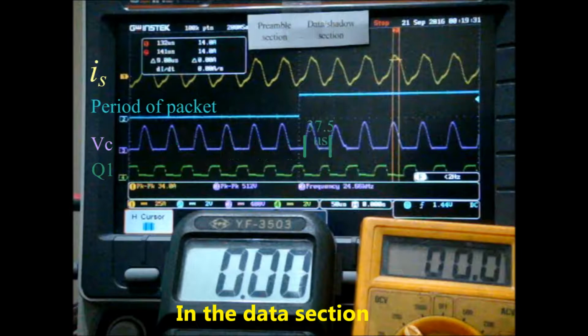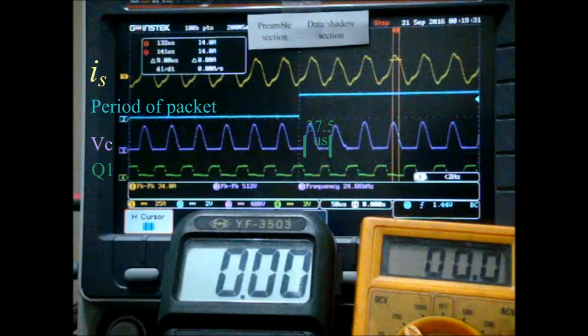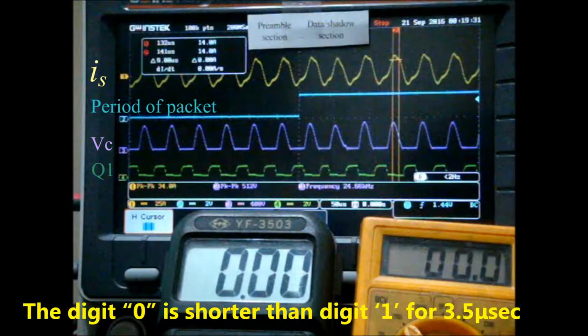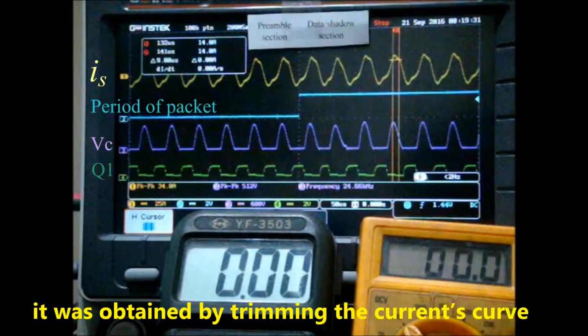In the data section, there are digit 0 with modulation. The period is 37.5 microseconds. The digit 0 is shorter than digit 1 by 3.5 microseconds. We call it delta tau. It was obtained by trimming the current curve.